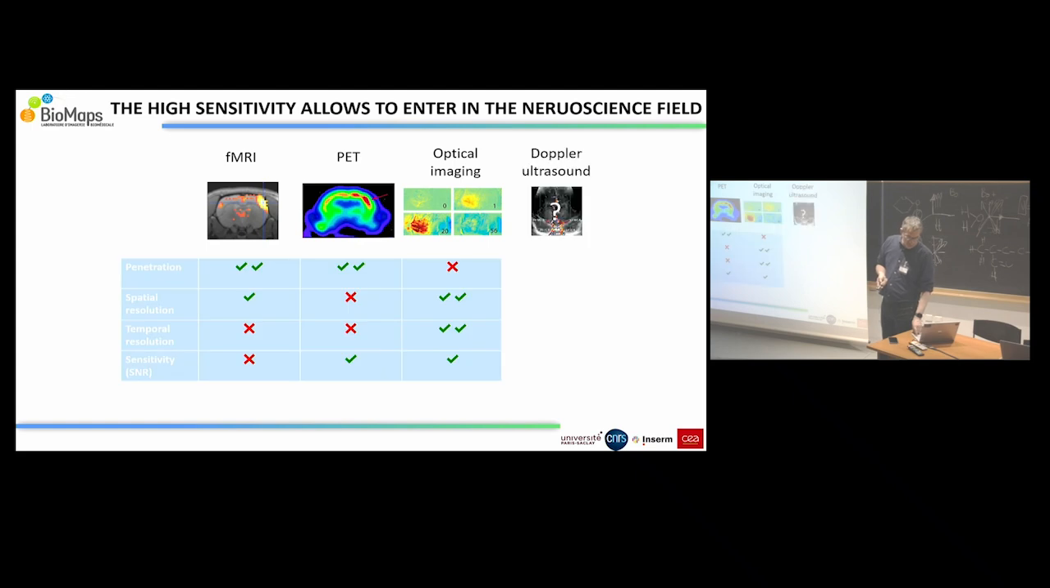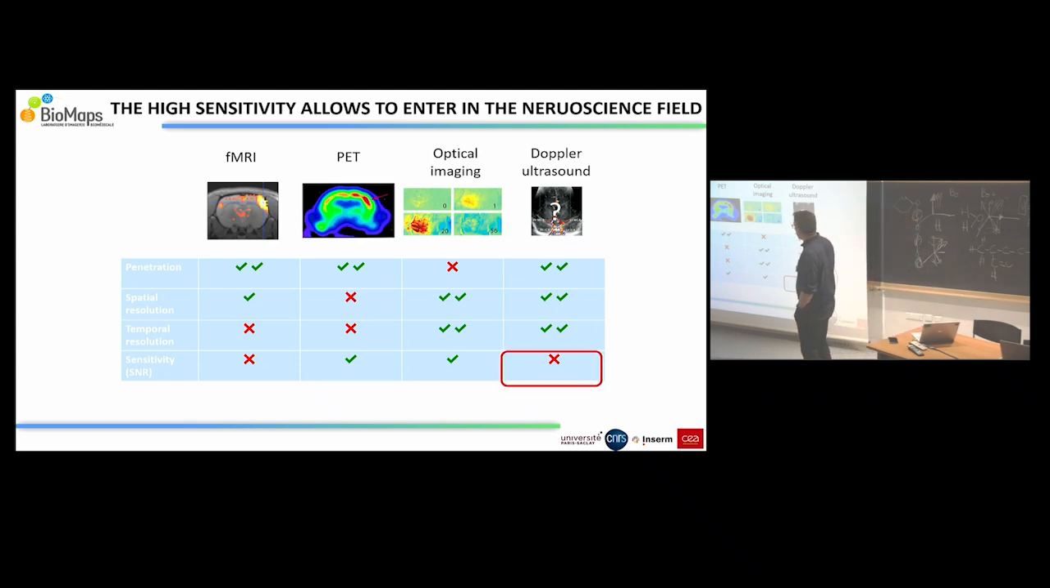So when you do that, you give the possibility to ultrasound to enter in neuroscience, because with these improvements of sensitivity, you can get rid of the lack you get with ultrasound compared to the other techniques. Now, with that, you are able to see small vessels into the brain. And if you are able to see small vessels, you can look at cerebral blood volume variation, which is coupled to the neurovascular coupling. And if you look at this change of volume, you can know where neurons are activated thanks to that.